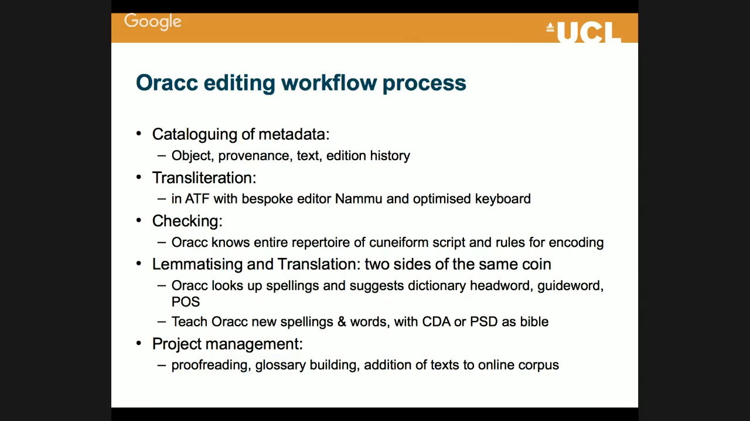And you can teach it new stuff too, right? So you're not constrained by what it already knows. You can constantly feed back into it. And if the assumption it's made about your text is wrong, you can just correct it. You don't have to teach it completely from scratch. And then you build all of that stuff, the cataloguing, the lemmatization, the transliteration, the translation into the corpus. Right. That's what we're going to try and do now.